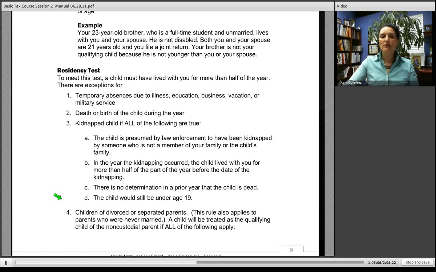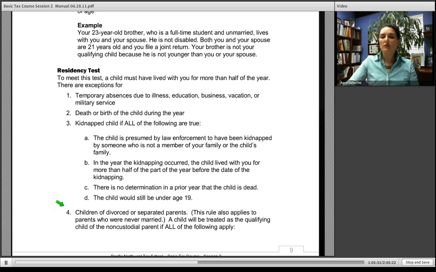This rule applies to parents who were never married as well. So we're talking about the residency test. To meet this test, the child must have lived with you for more than half the year with these exceptions: temporary absence, death or birth during the year, kidnapping, and children of divorced or separated parents. Under this rule, even if the parents were never married, this exception can be met.